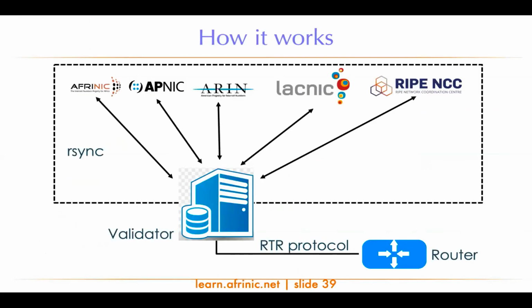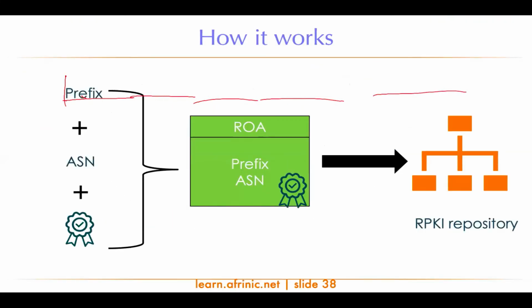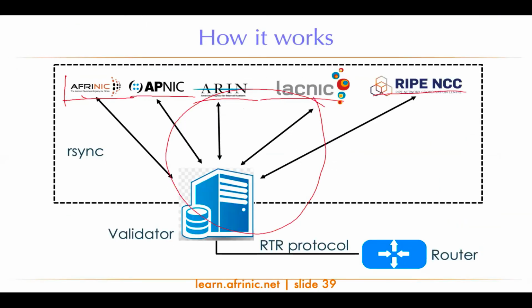So as I presented initially, we have various RPKI databases. We have the AFRINIC RPKI, APNIC, ARIN, LACNIC, and RIPE NCC. Each of them has their RPKI database. This RPKI database stores all the ROAs that I presented here. It stores all the ROAs for all the members that are already RPKI compliant. And these ROAs, you can configure a validator, an RPKI validator.